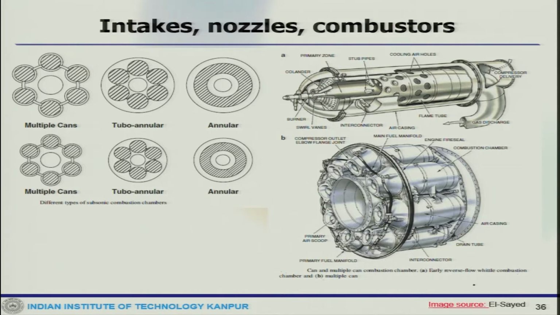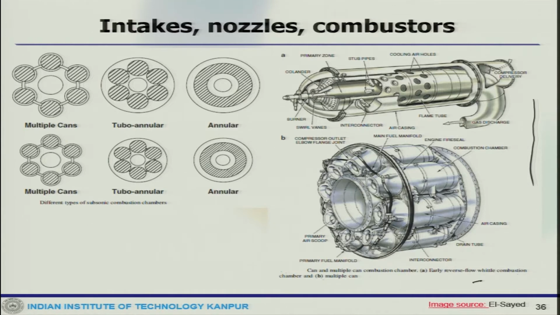Now this is another one, which was developed by Whittle, the W2B. This is a reverse flow kind of combustion chamber. You can see how they look, and there are many components associated with this combustor geometry, because this is the one in any jet engine that imparts the energy which is finally going to expand through the turbine.